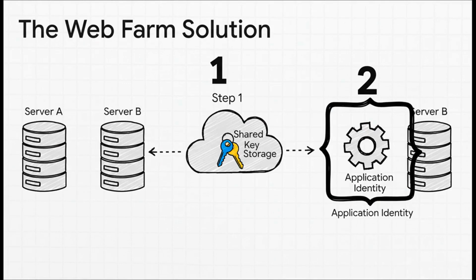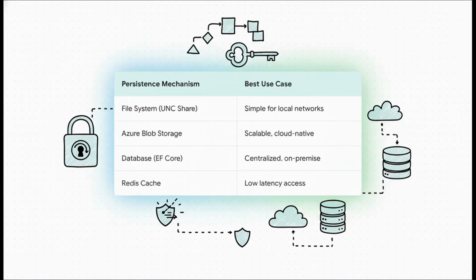Thankfully, the fix for this is really straightforward. It's just two simple configuration steps. First, you need to store that keyring in a central place all your servers can get to. And second, you have to tell all your app instances, hey, you're all part of the same application. And you've got plenty of great options for where to put that shared keyring. You could use a simple network file share, go cloud native with something like Azure Blob Storage, put in a central database, or even use a Redis cache for super low latency access.